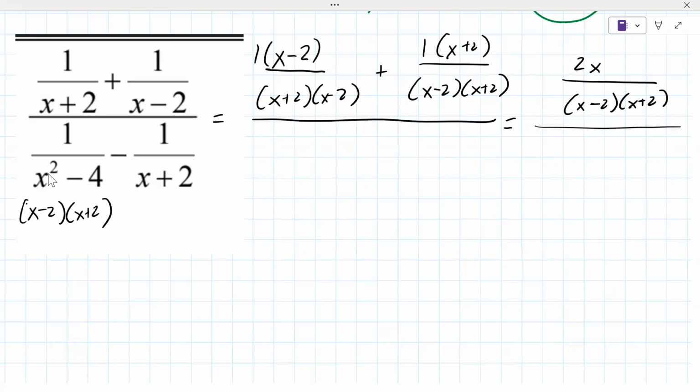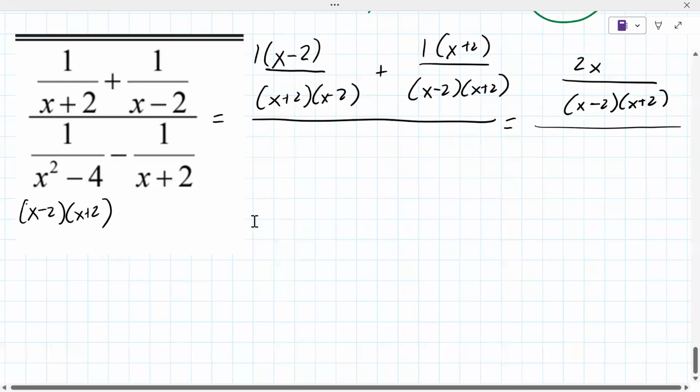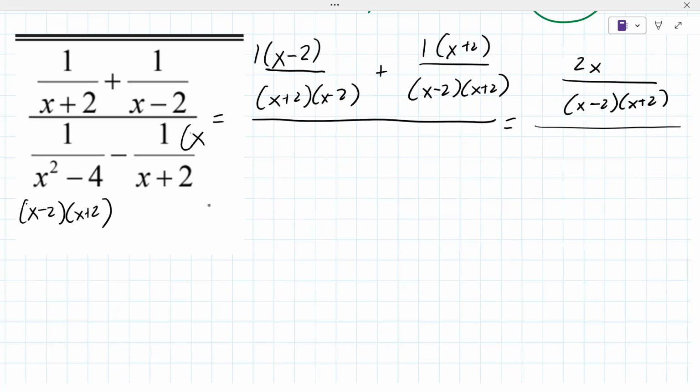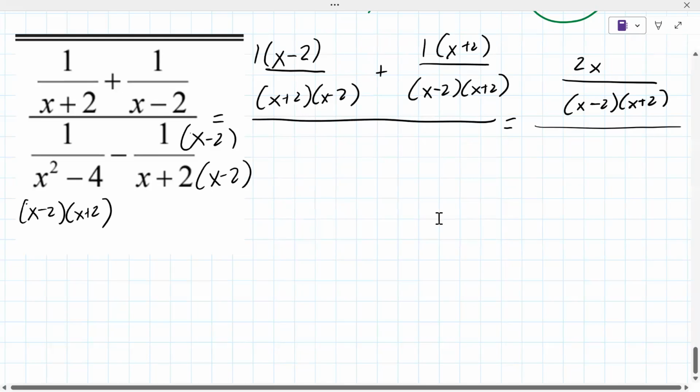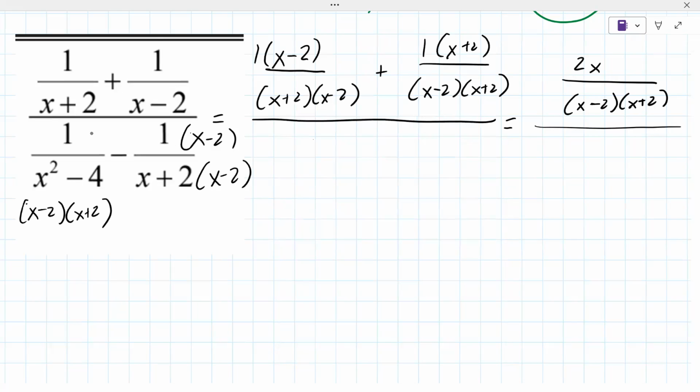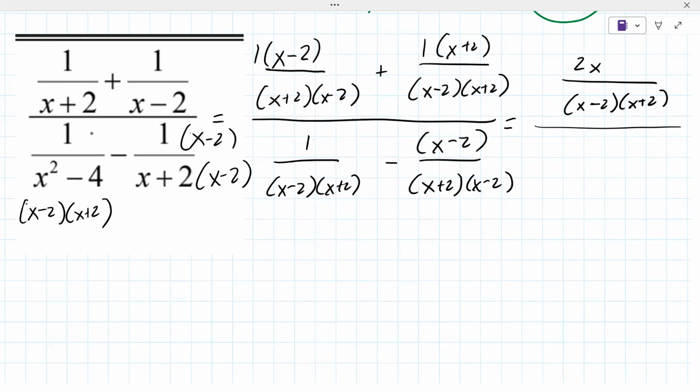Are you talking about the bottom? Yeah, the bottom equation, the 1 over x squared minus 4. On the right, you're missing a minus 2, because you're multiplying x minus 2 on the top and the bottom of that second one. Yeah, that one would still stay the same, but the other one, the 1 over x plus 2, yeah, like that.